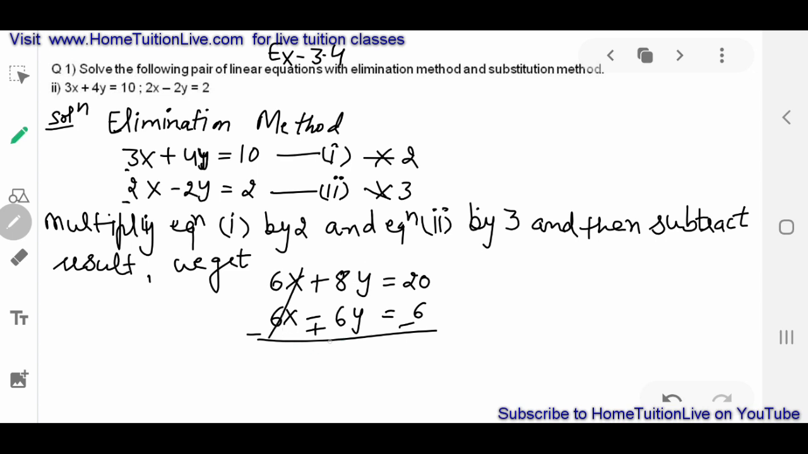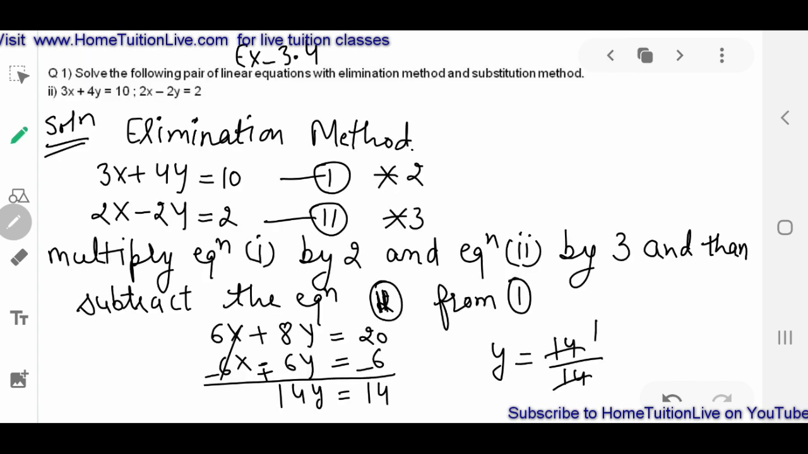Now 8 plus 6 is 14y. So 14y is equal to 20 minus 6, which is 14. So from there, you can write y is equal to 14 upon 14. That is 14 ones are 14. So y is equal to 1. Put this value of y in equation first.